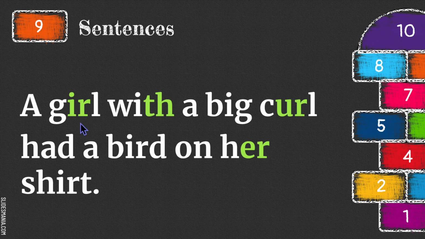A girl, with, notice we use the second sound of th here, with a big, curl, had, a bird, on, her, shirt. A girl with a big curl had a bird on her shirt.